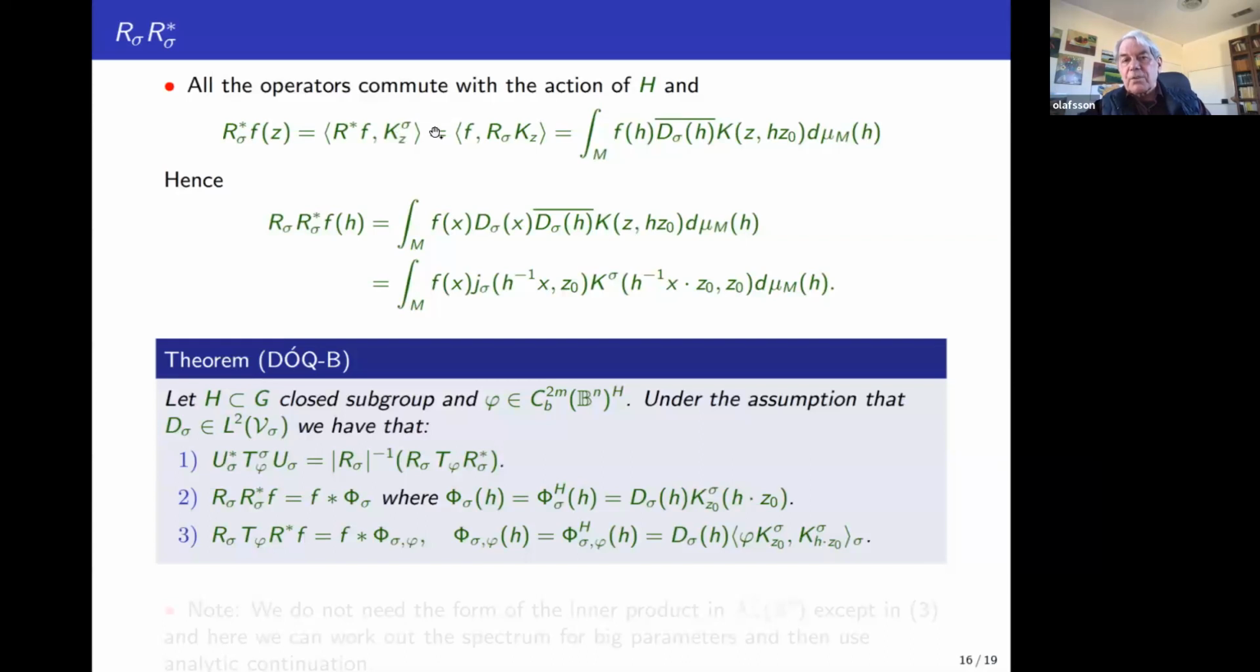This is always true, this is always true, and this is always true as long as we are in L2. So this form of the R sigma star is always correct, and as long as d sigma is in L2, then this is always a convolution. So what one calculates is, okay, the U is the unitary isomorphism.